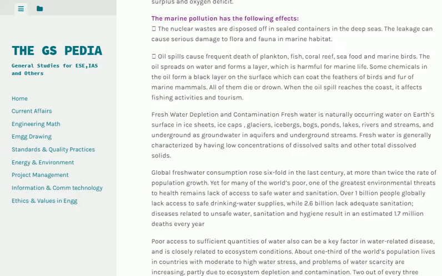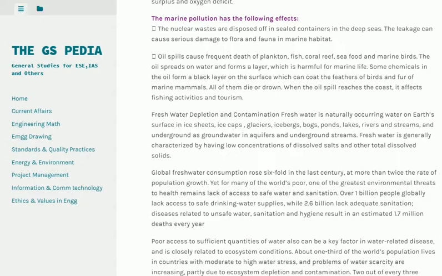Global fresh water consumption rose sixfold in the last century, at more than twice the rate of population growth. Yet for many of the world's poor, one of the greatest environmental threats to health remains lack of access to safe water and sanitation. Over 1 billion people globally lack access to safe drinking water supplies, while 2.6 billion lack adequate sanitation. Diseases related to unsafe water, sanitation and hygiene result in an estimated 1.7 million deaths every year.